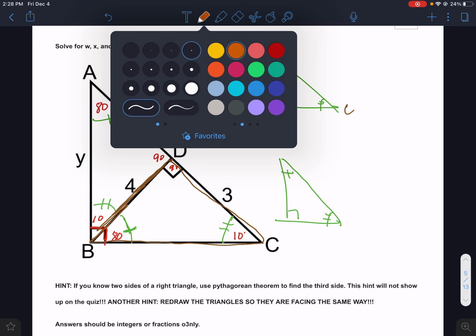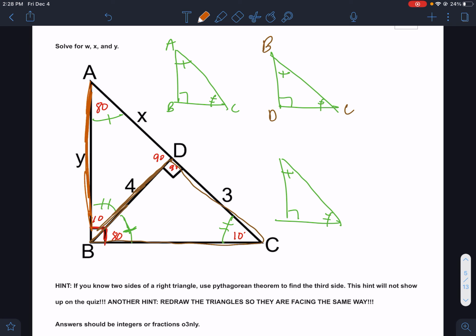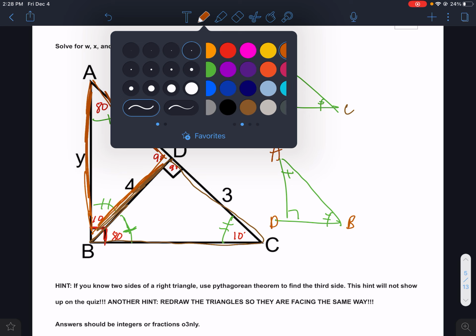What's another color we can use? For the small top triangle, the single is A, the 90 is D, and the double is B. So I'm going to go through and put all the values in that I know for each part.